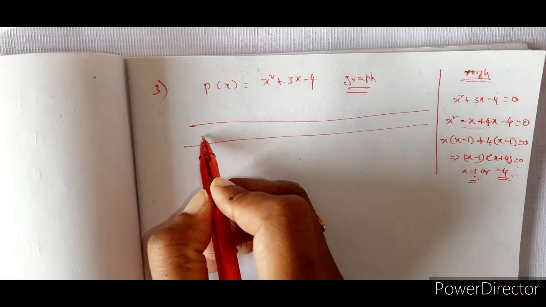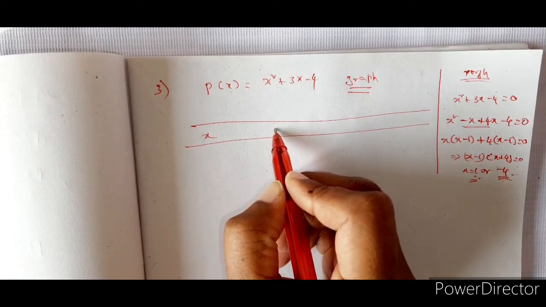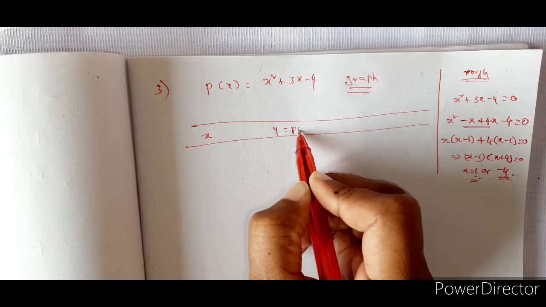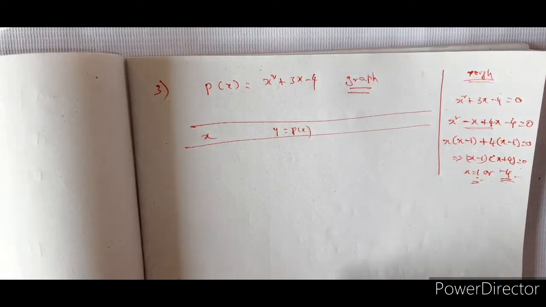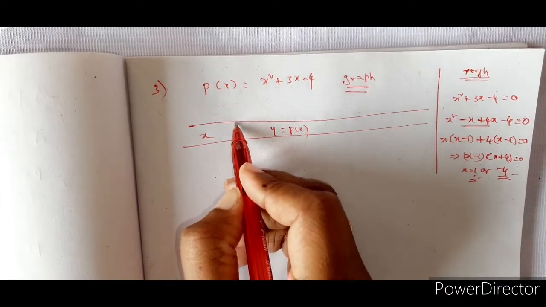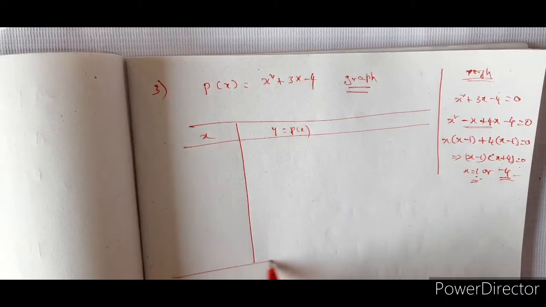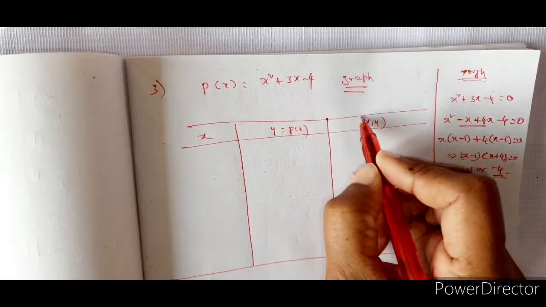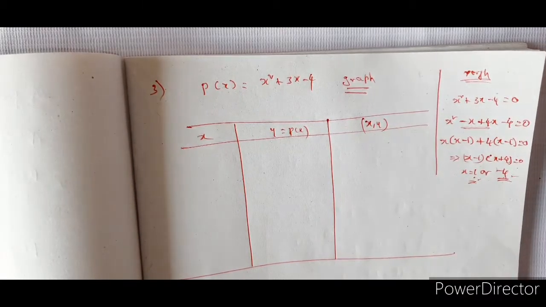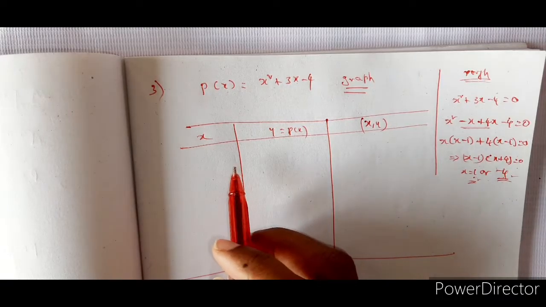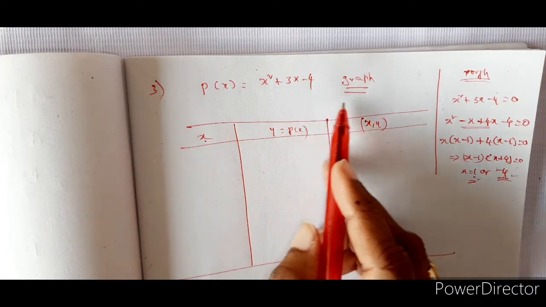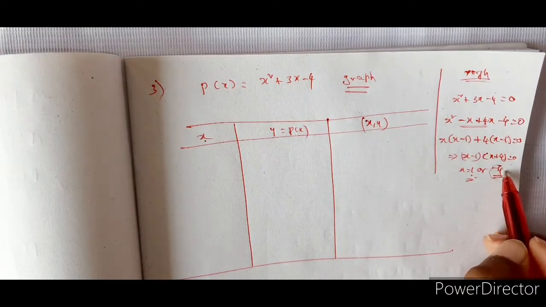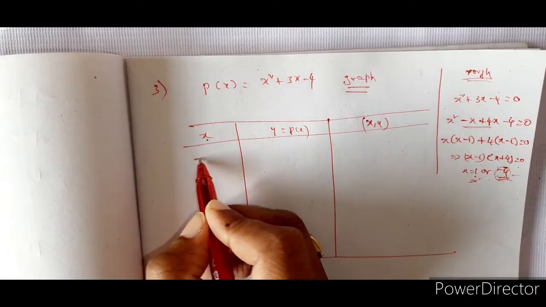Okay. With x value and y is equal to p of x. Then finally, if I know the x comma y coordinate points, it will become easy for me to draw in the graph, right? To plot the points in the graph. Now, x value, I will start from minus 4.